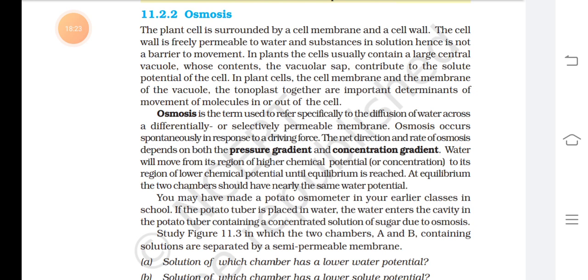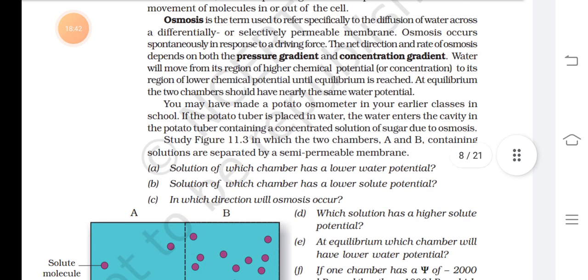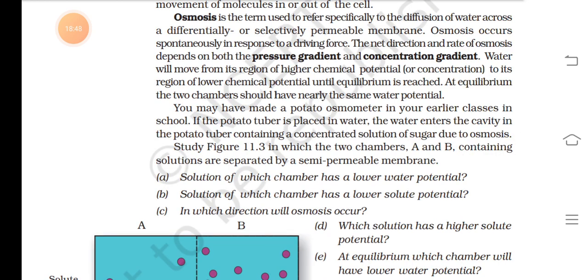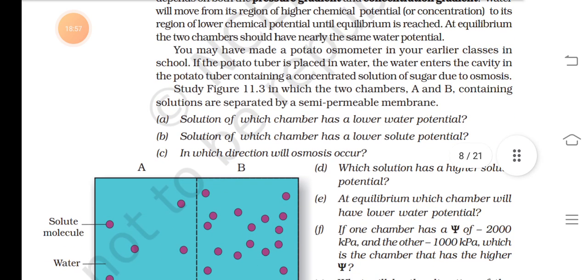Osmosis is the term used to refer specifically to the diffusion of water across a differentially or selectively permeable membrane. Osmosis occurs spontaneously in response to a driving force. The net direction and rate of osmosis depend on the pressure gradient and concentration gradient. Water will move from its region of higher chemical potential to its region of lower chemical potential until equilibrium is reached. At equilibrium, the two chambers should have nearly the same water potential.